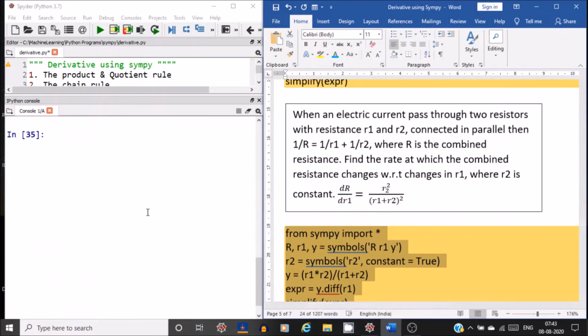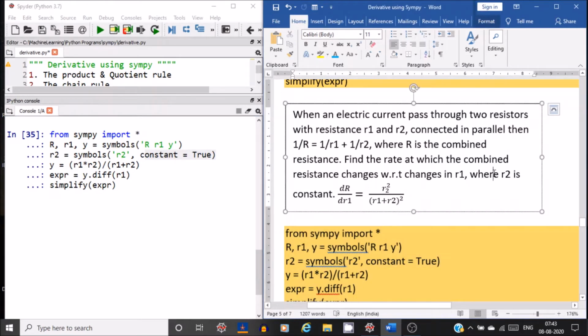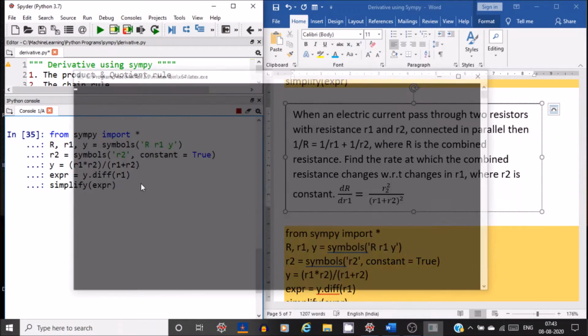So we can see, from SymPy import asterisk. We already know R, capital R, R1, Y, all are symbols, where R2 is a constant. So we have to define it, and here it is defined, where R2 is the constant. Are you getting this one? And we have to differentiate Y with respect to R1, and you can see the result.